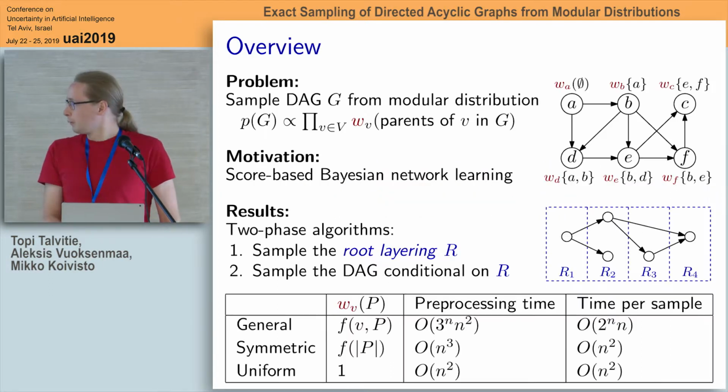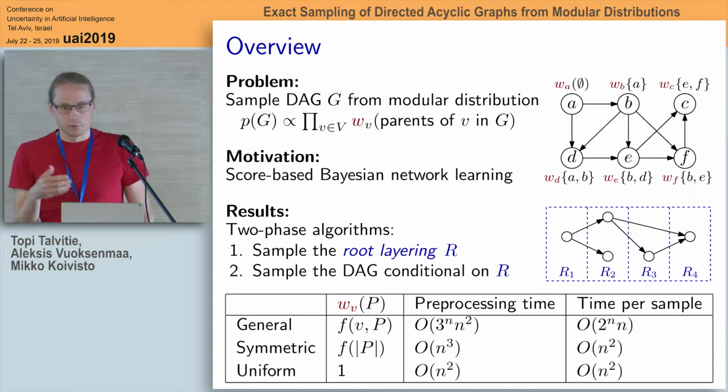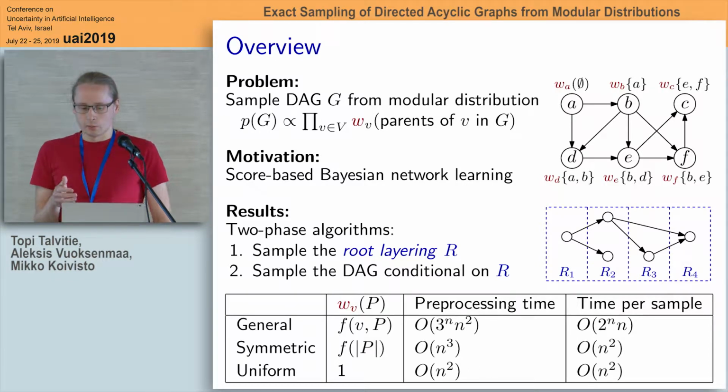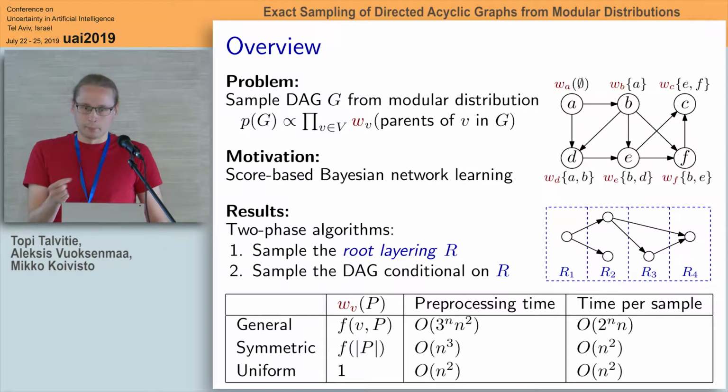I'll start with a brief overview of what we do. We consider the problem of sampling directed acyclic graphs from modular distributions. What it means is that the probability weight of any DAG factorizes as a product over local factors, one per node, each of which depends only on the parents of the node.